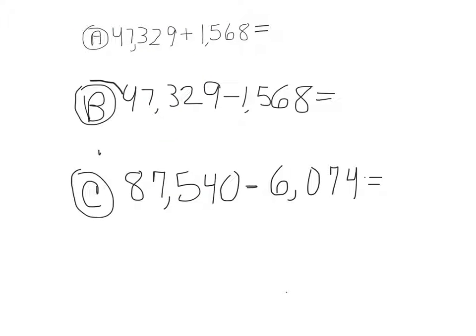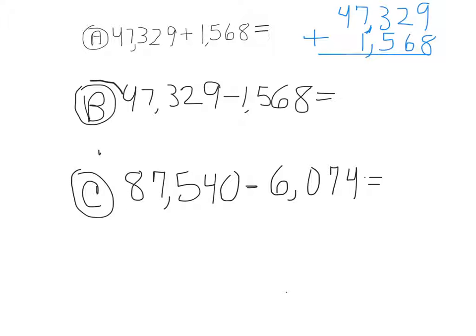Here's a quick review of adding and subtracting with whole numbers. So A is adding. The first thing I'm going to do to solve this is write it vertically. Now I have to make sure I put my comma here to help me line up. So my 8 goes in the ones, my 6 goes in the tens, my 5 goes in the hundreds, and my 1 goes in the thousands. I'll simply add that together.